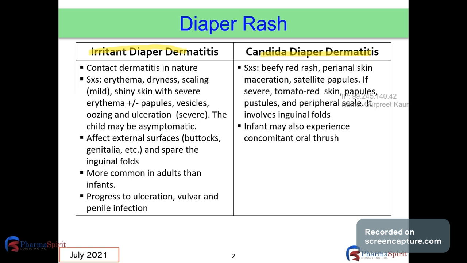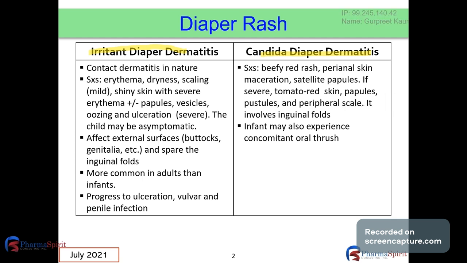This is the most common cause of diaper dermatitis. It's commonly referred to as diaper rash. That's when people will come to you in the pharmacy saying that my son has diaper rash. Common symptoms of irritant dermatitis, which is the diaper rash, include erythema, dryness, mild scales, shiny skin with severe redness sometimes, with or without papules, vesicles, oozing, and ulceration. This is usually in the severe form of the disease. The child even may be asymptomatic. Asymptomatic here means the child doesn't have a problem, doesn't feel it, doesn't feel fussy or doesn't cry or anything like that.